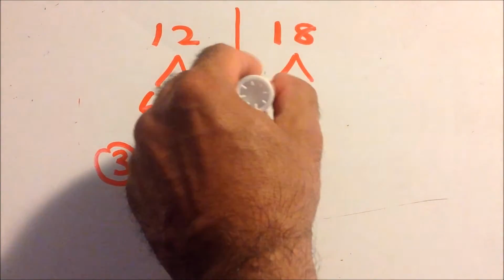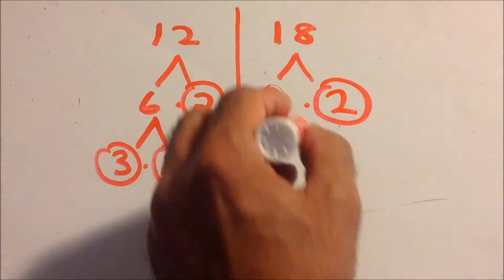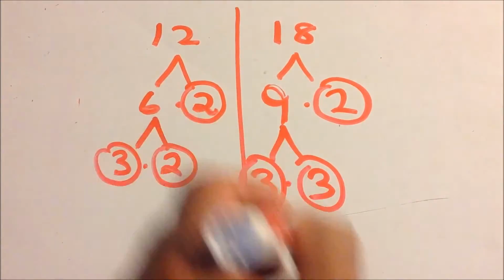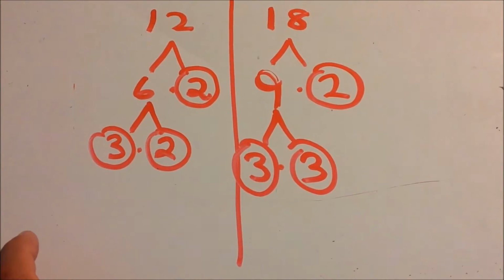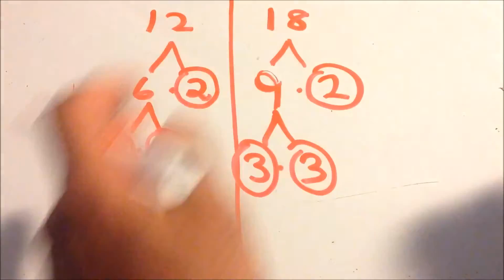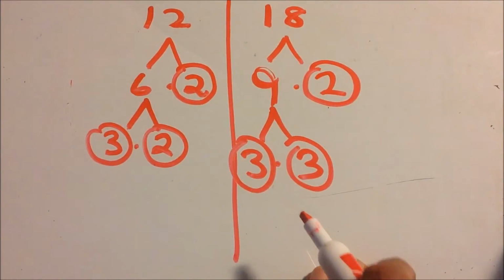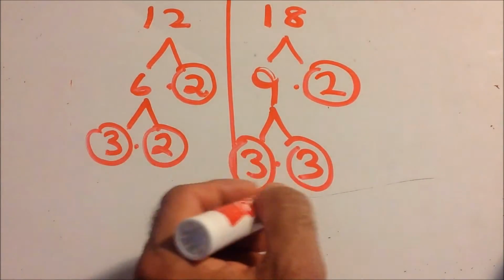And we'll do the same with 18. Do 9 times 2. We circled the 2. And the 3. 3 times 3 is 9, so there's our prime factorization. Now, unlike the GCF where you line up both of them and compare, with the LCM you want to find out who has the most of each factor. Like, who has the most 3's? Well, 18 has the most 3's. 12 does not have the most 3's. 12 has one 3. 18 has two.